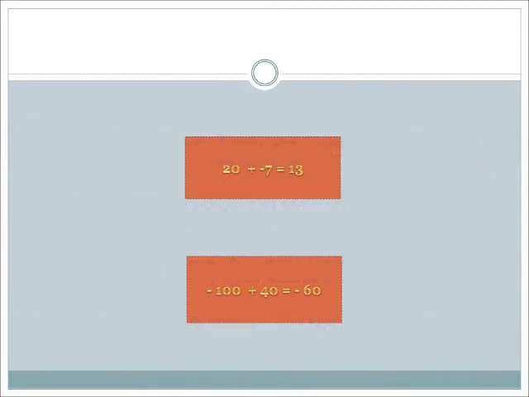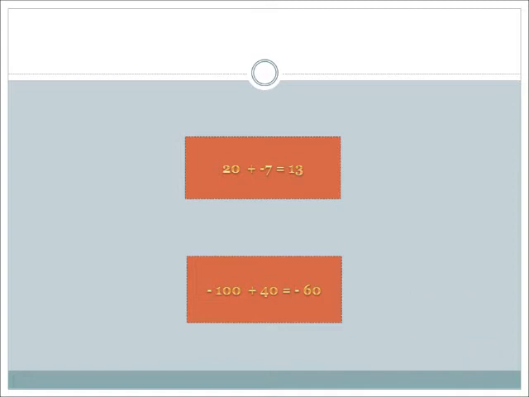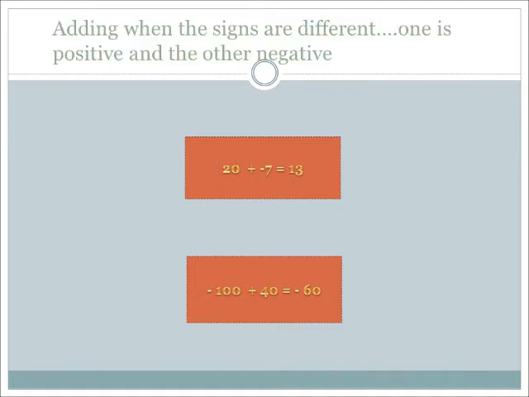The answer lies in looking closely at 2 different points. First, we need to find the answer. To do that, we should find the difference between the values. So the difference between 20 and 7 is 13, and the difference between 100 and 40 is 60. But how do I know if the answer is positive or negative? For that, we look at the larger value in the problem. In the first problem, the larger value is 20. That is a positive number, so the answer is positive. In the second problem, the larger value is 100, which is negative, so the answer is negative.